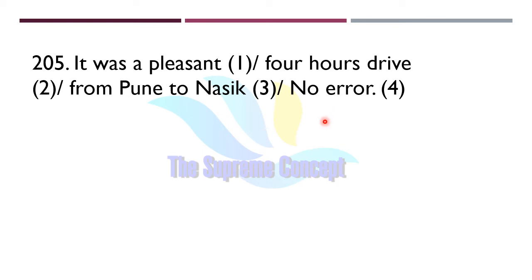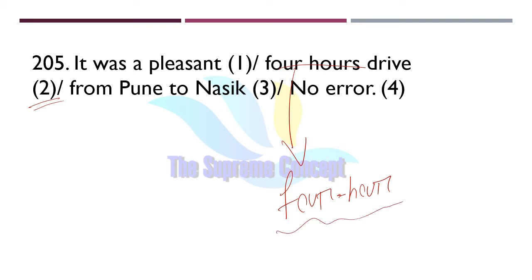It was a pleasant 4 hours drive from Pune to Nashik. Now find out where exactly the error lies in this question. Yes, error lies in part number 2. So whenever we form a compound adjective in the form of a noun, like 15 foot or 13 inch, we basically use a hyphen in between. So here we are actually forming a compound adjective, so we will use a hyphen between these two: 4-hour. Okay, so it has become a compound adjective now. So, 4-hour drive from Pune to Nashik. So this would be our correct answer here.